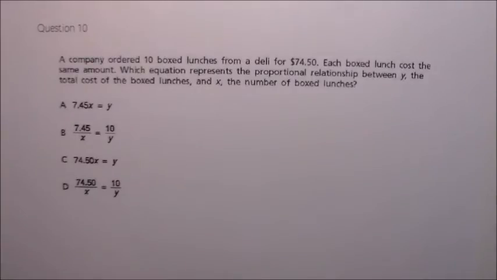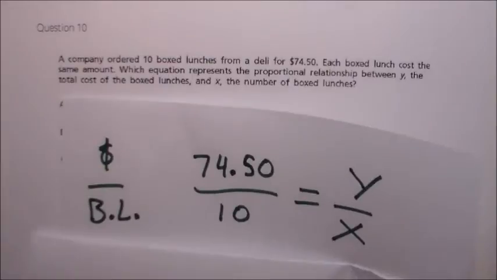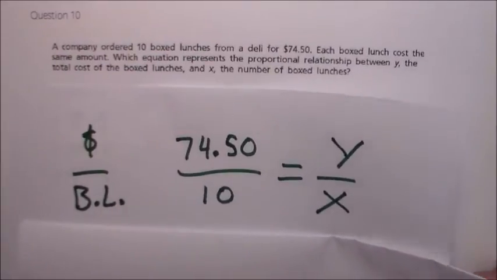Question 10. A company ordered 10 boxed lunches from a deli for $74.50. Each boxed lunch cost the same amount, and I bet they were delicious. Which equation represents the proportional relationship between Y, the total cost of the boxed lunches, and X, the number of boxed lunches?